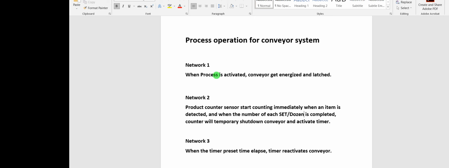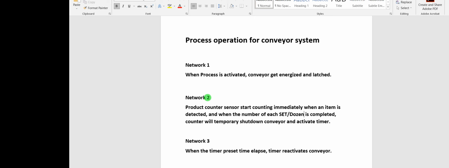Network one is going to be designed such that when the process is initiated, is activated, a conveyor system is going to be energized, and that same network will be latched. Network one is responsible for activating our conveyor and also latching logic. Okay, that is for network one.